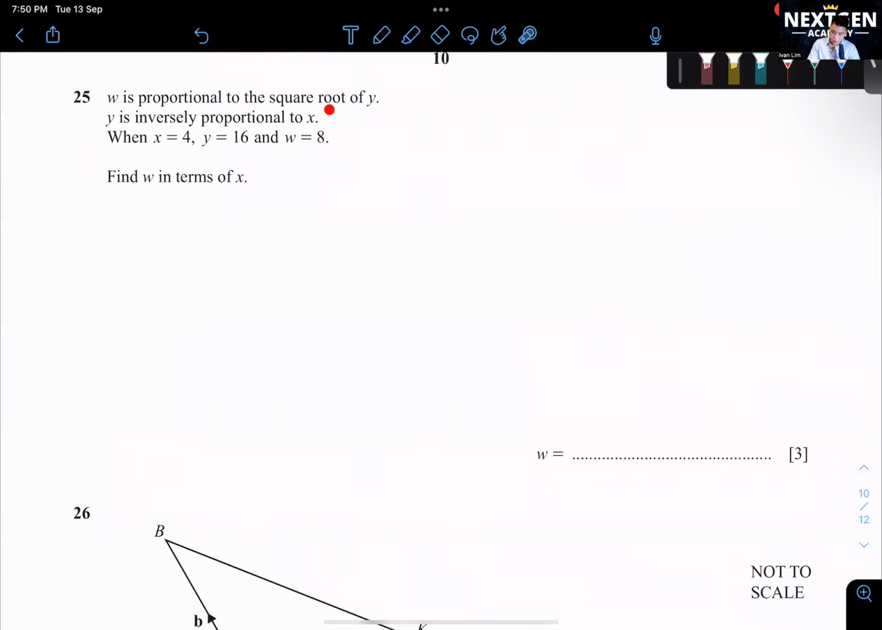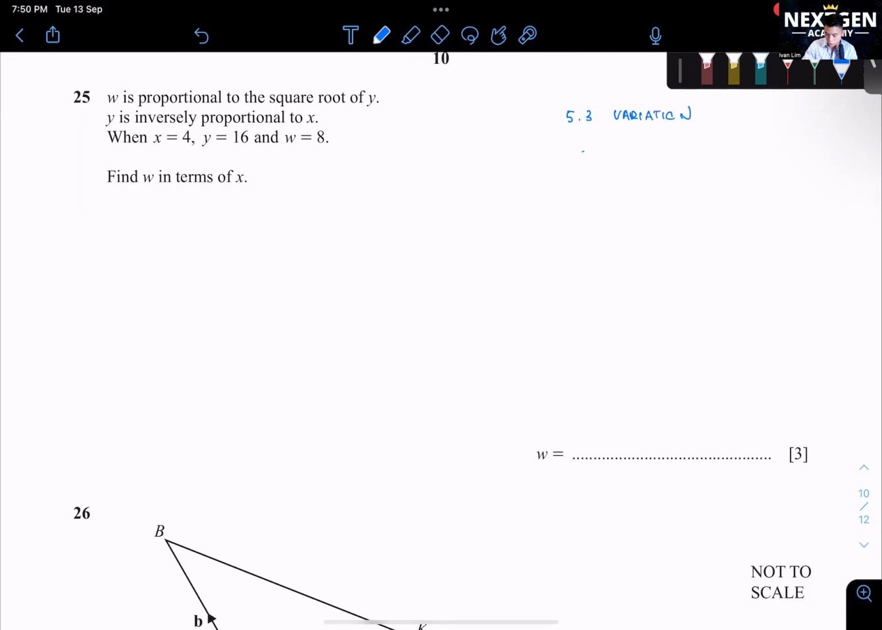W is proportional to the square root of y. Y is inversely proportional to x. When x equals 4, y equals 16, w equals 8. Find w in terms of x. Okay, this is a proportional type of question. I think I put it under variation. Hold on, let me just check. Okay, yeah. If you don't know this part, go into 5.3 variation.